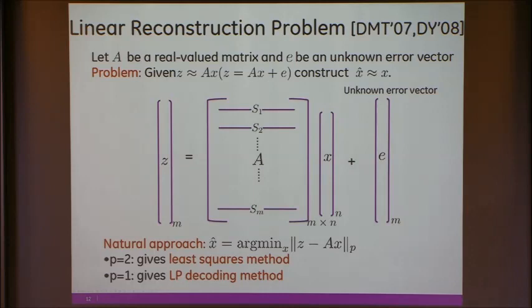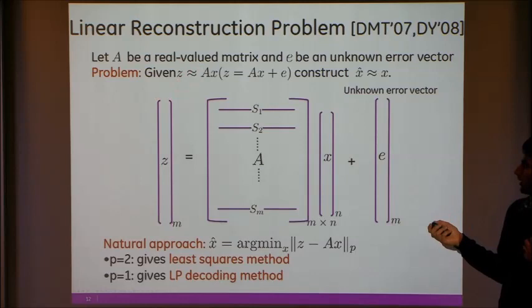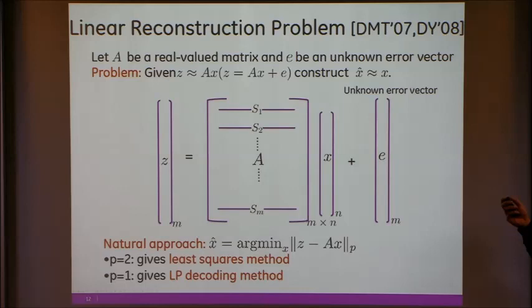So what's a linear reconstruction problem? It's a fairly well understood and fairly simple problem. Given a vector Z, which is some AX plus E, where A is some real matrix, and E is some unknown noise vector, the question is, can you construct an X hat, which is a good approximation of X? So X is some secret vector, A is some real-valued matrix, E is some unknown noise vector, and given Z, you want to construct X hat, which is a good approximation of X. This problem comes up in lots of areas like machine learning, image processing, and so on.